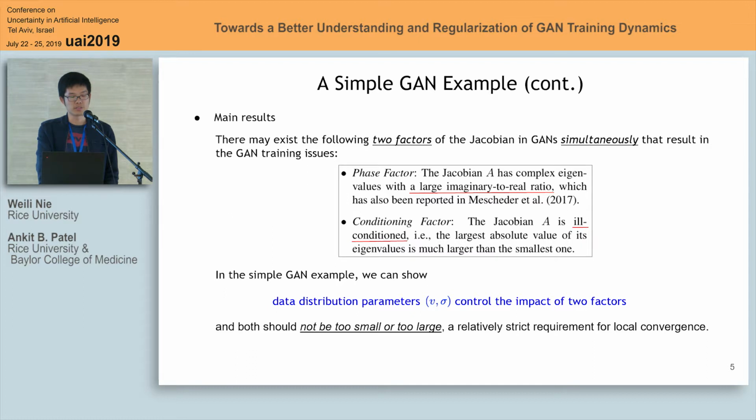For example, in the simple GAN example, we can show that the data distribution parameters, the mean and covariance, can control the impact of the two factors. And we can show that both of them should not be too small or too large. Otherwise, either the phase factor or the conditioning factor may dominate the training issues. We think this is a relatively strict requirement for local convergence in GANs, and this may explain some training instability issues.